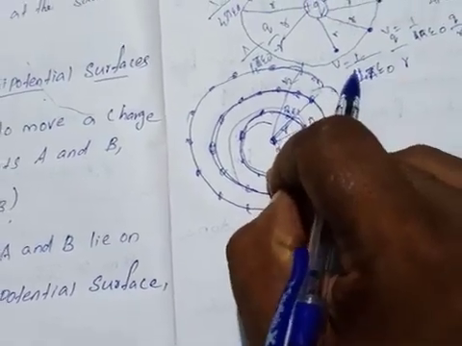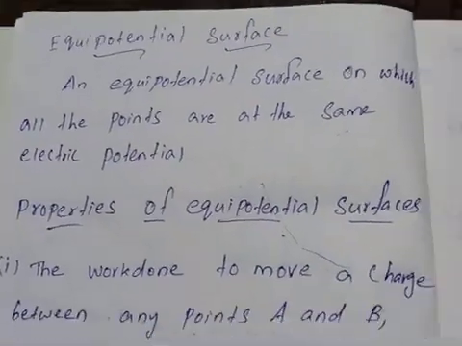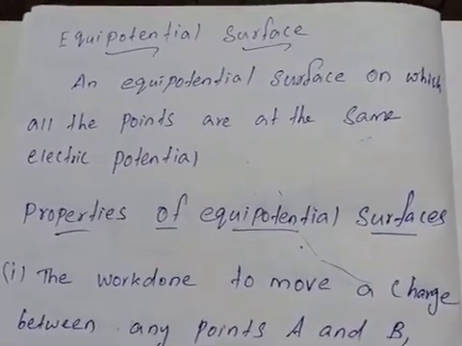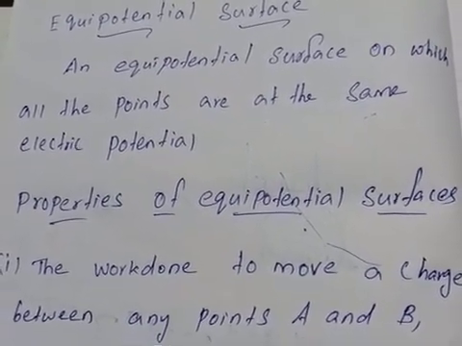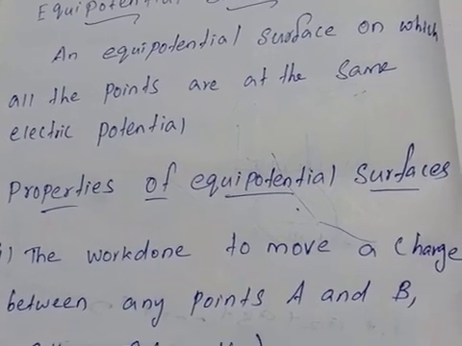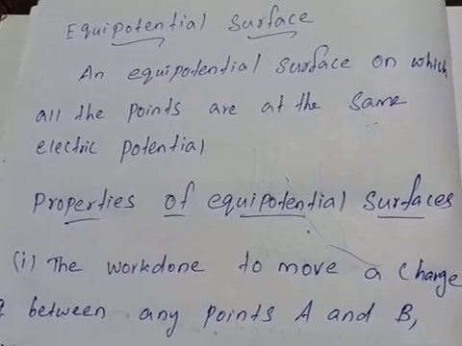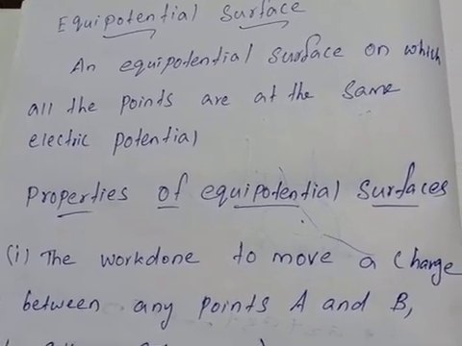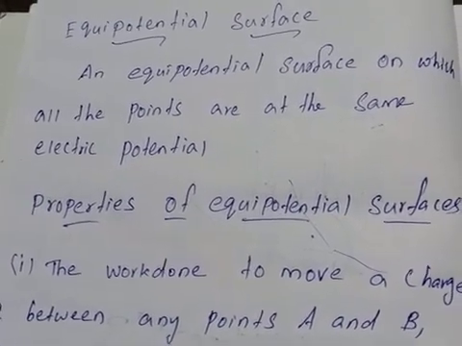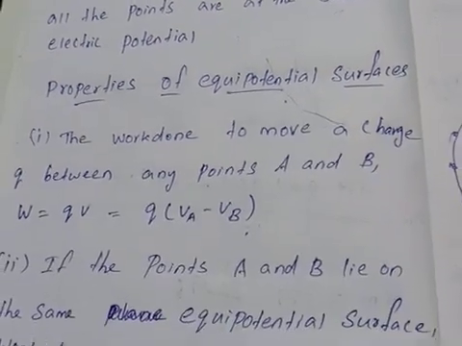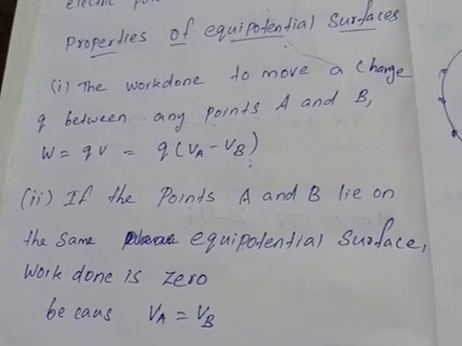This is what we call an equipotential surface, and you can see the definition. Equipotential surface means a surface on which all the points are at the same electric potential. I believe you have understood this concept of equipotential surface. Now let us go through the properties of this equipotential surface.